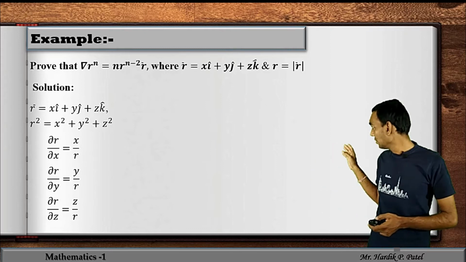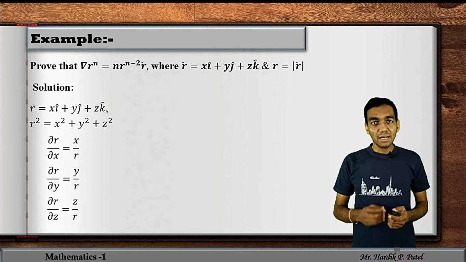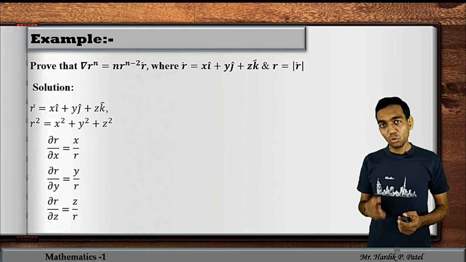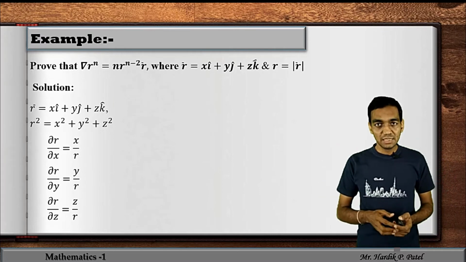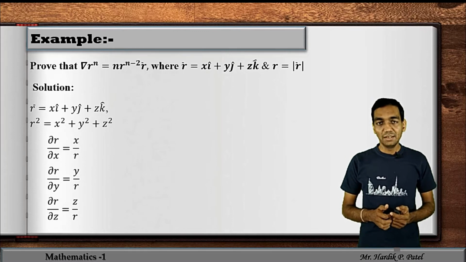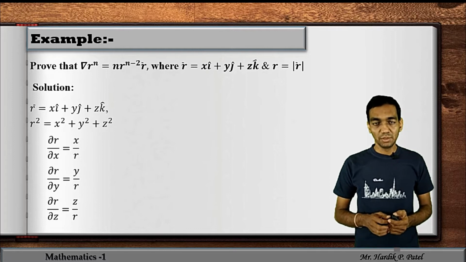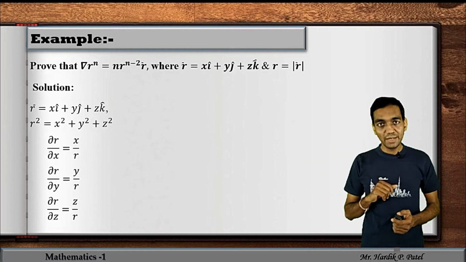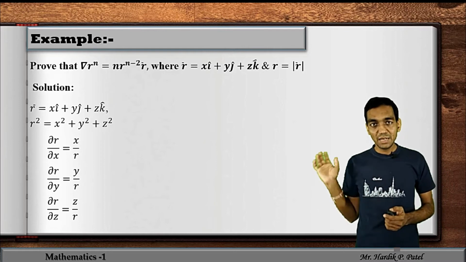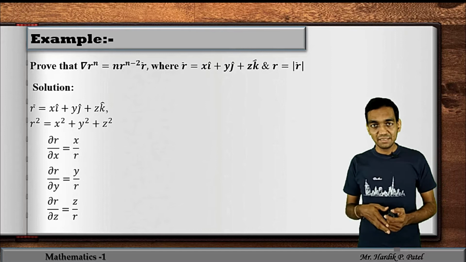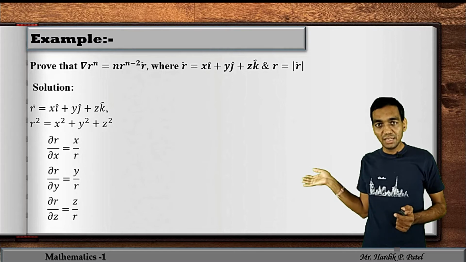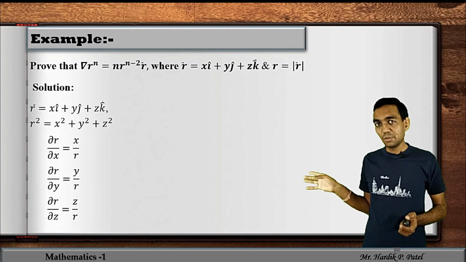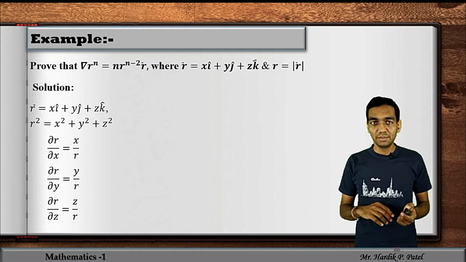So here r bar is equal to xi plus yj plus zk, and if you are going to find mod r bar, then r squared will be x squared plus y squared plus z squared because it is a mod value. So the under root and square will be cancelled out and you will have x squared plus y squared plus z squared. Now differentiate both sides with respect to x. That will give you 2r del r by del x is equal to 2x. The 2 will be cancelled out and that will give you del r by del x is equal to x upon r. In the same manner del r upon del y will be y upon r and del r upon del z will be z upon r.